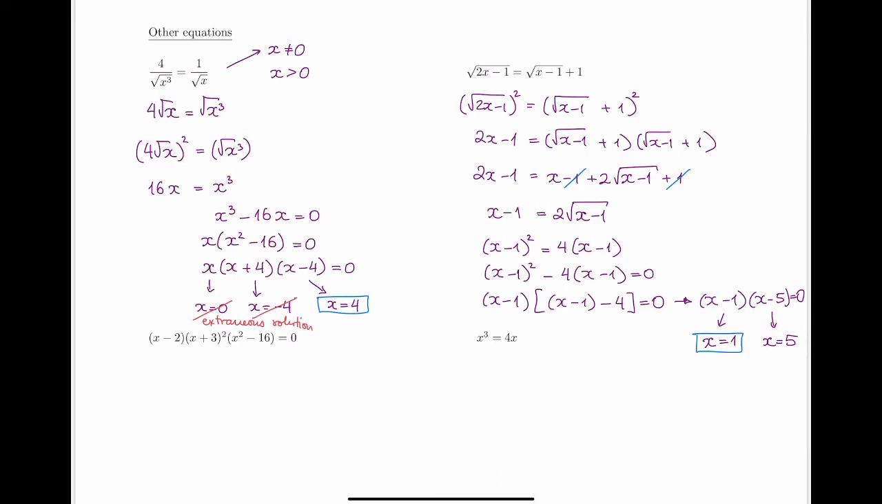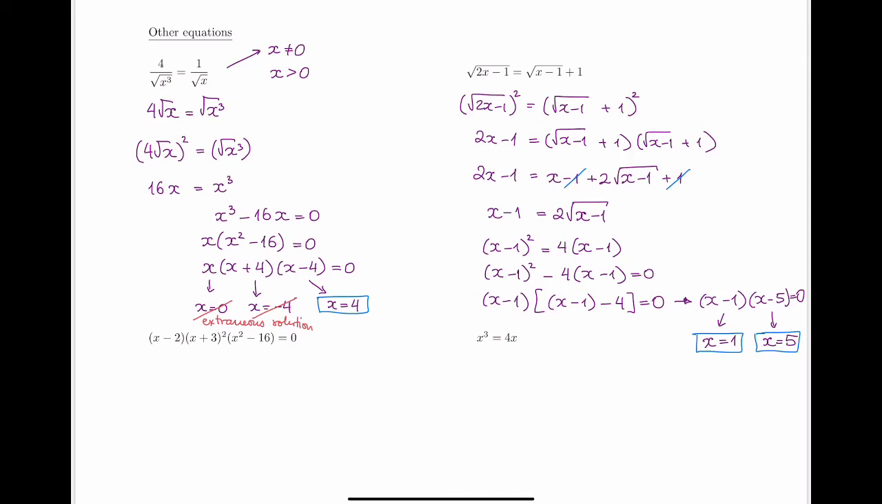So plugging this back in, what am I going to get? 2 times 5 is 10 minus 1 is 9. So square root of 9 is equal to square root of 5 minus 1, which is 4, plus 1. Square root of 9 is 3, equals 2 plus 1, which is also 3. This is excellent news. That means that x equals 5 also works as a solution. So in this case, we don't have any extraneous solution. Every solution that we found actually ended up working out.